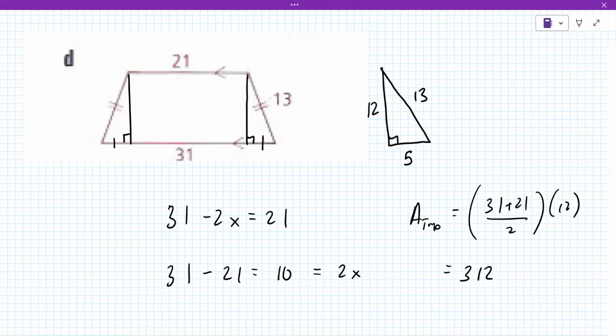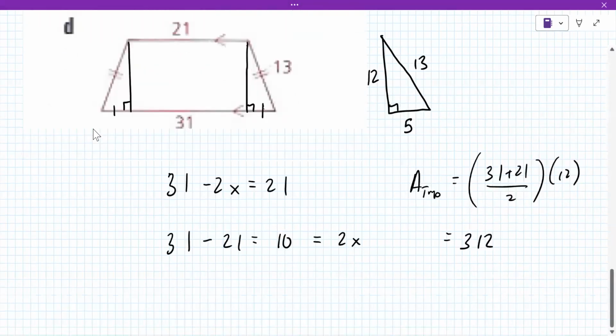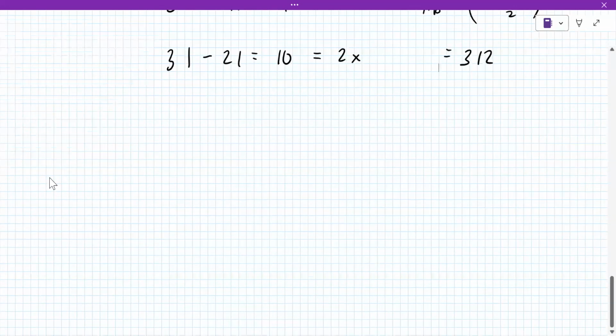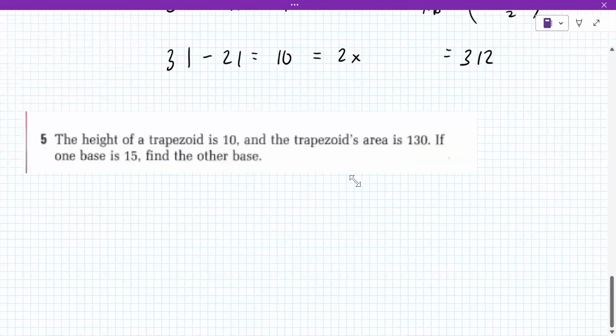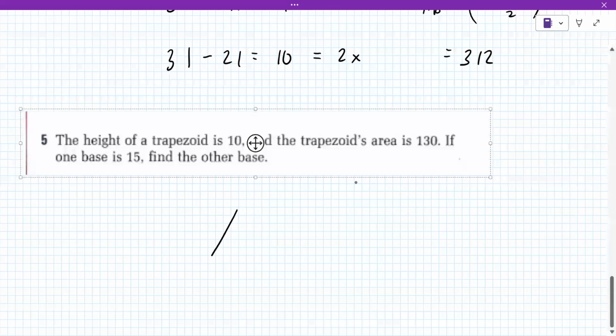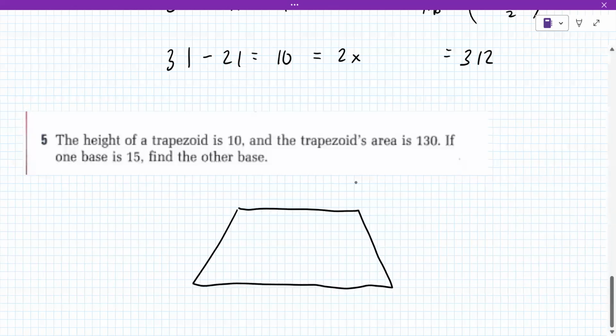Right. So we're on to number 5. 5 is a working backwards question. And they also don't give you the shape. So it's always good, in my opinion, to draw something resembling a trapezoid. They tell you the height is 10, and they tell you the total area is 130.